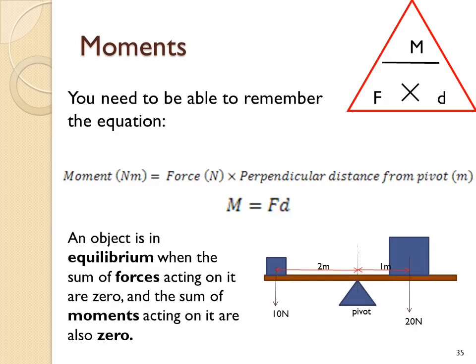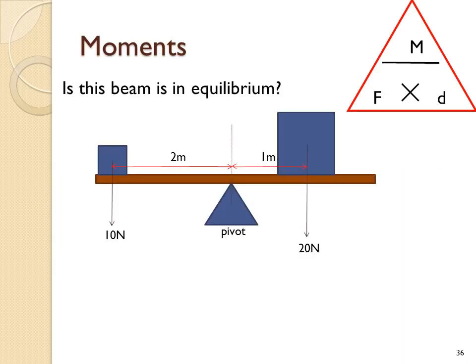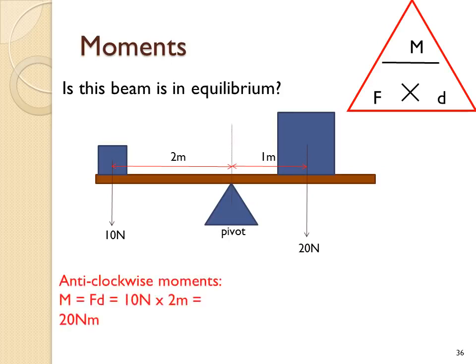And objects are in equilibrium when the sum of forces acting on them is 0, and also the sum of moments. If there's a greater moment pulling in one direction than the other, the object will rotate. So let's decide if this beam is in equilibrium. You'd have to look at the moments.